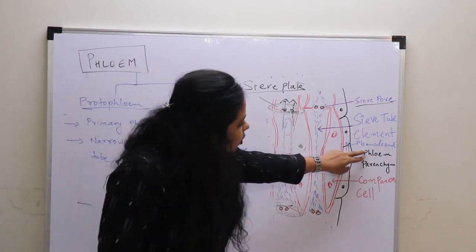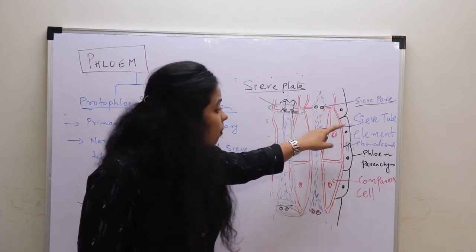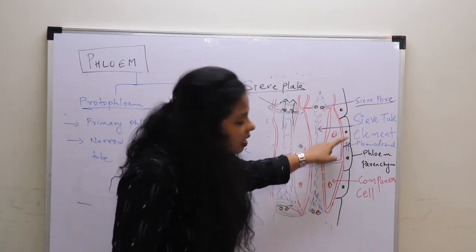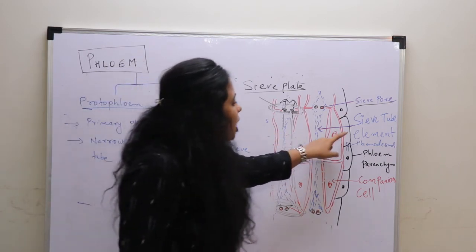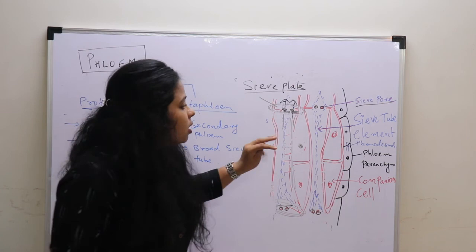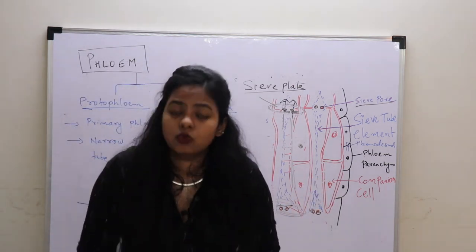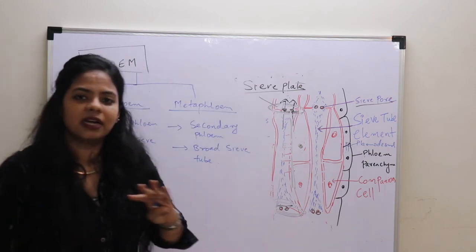Then the third type is phloem parenchyma. It consists of elongated cells, a distinct nucleus, and dense cytoplasm. It has plasmodesmata, that is cytoplasmic bridges. It stores food in the form of latex, resins, etc. Then the last part is phloem fibers. Phloem fibers are sclerenchymatous cells which provide mechanical rigidity. So the four parts are clear.